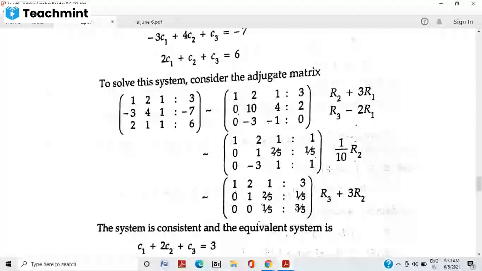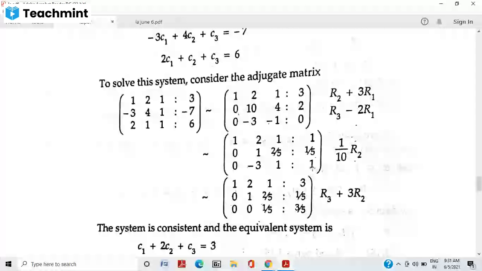Next, what should we make? The second row leading element as 1. We should change the second row so that it becomes 1. For that, what can we do? We can divide it by 10. Here we are dividing the second row by 10, which means we get 1. 4 by 10, 4 by 10 means 2 by 5. Then 2 by 10, that means 1 by 5. The third row we didn't change.